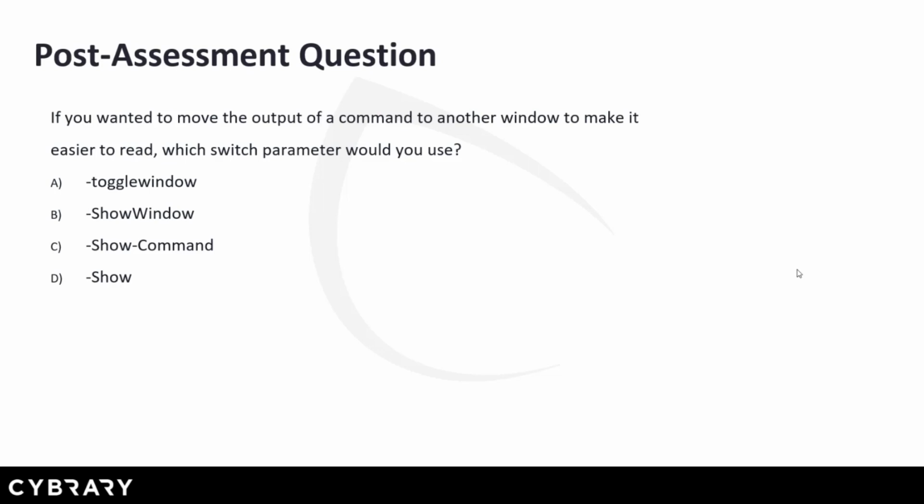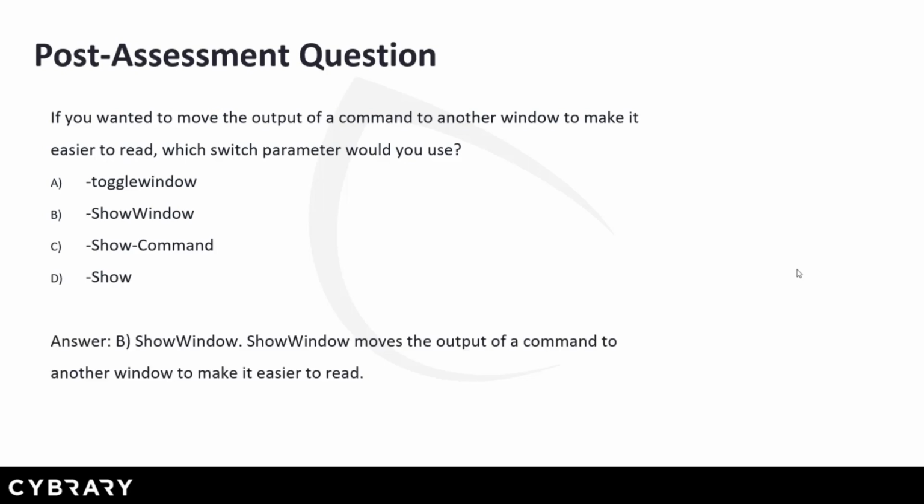Post-assessment time. So if you wanted to move the output of a command to another window to make it easier to read, which switch parameter would you use? Would you toggle window, show command, or show? I'll give you a minute to go ahead and think about it.